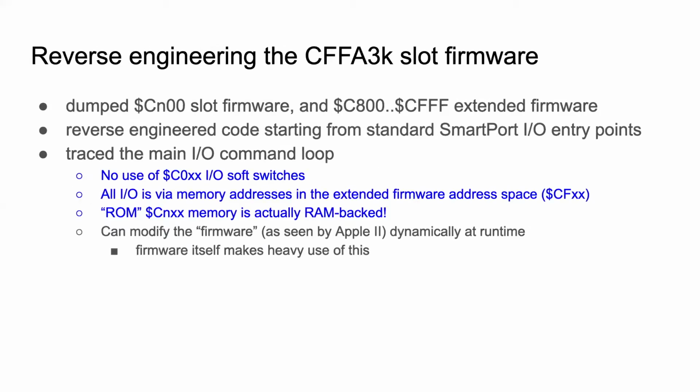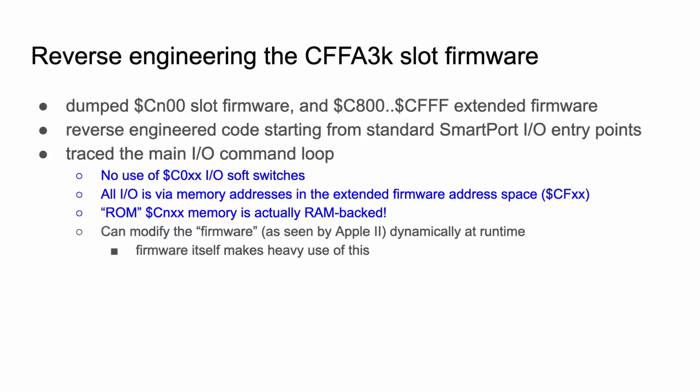So I started by reverse engineering the CFFA3000 slot firmware. It was straightforward to dump the slot firmware memory addresses as well as the extended firmware, and then to reverse engineer the code starting from the standard I/O entry points. I was able to trace the main I/O command loop, and I found some interesting things. Firstly, it makes no use of the standard I/O soft switches, which live in the C0 page. Instead, all of the I/O is done via memory addresses in the extended firmware address space, which is the CF page.